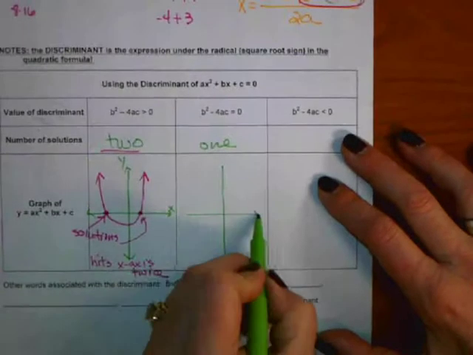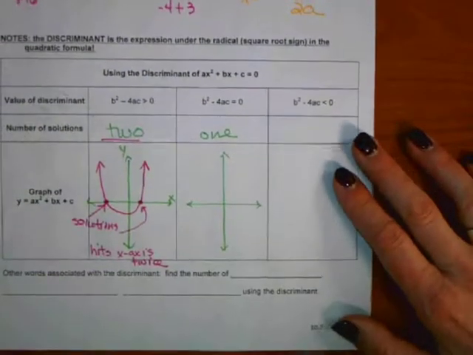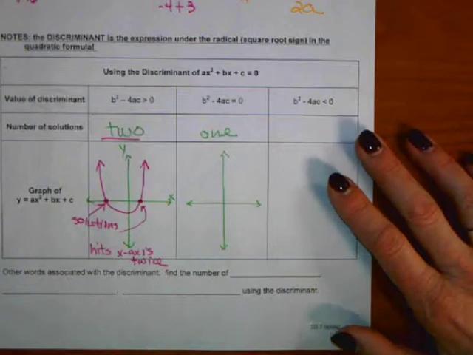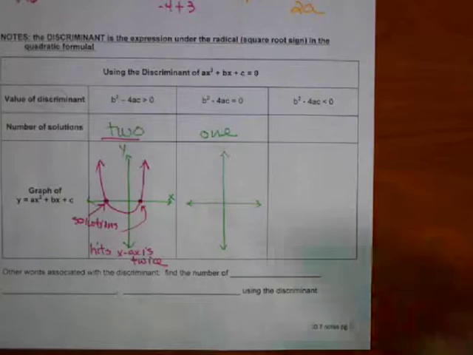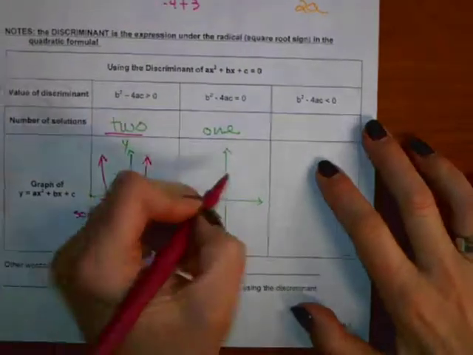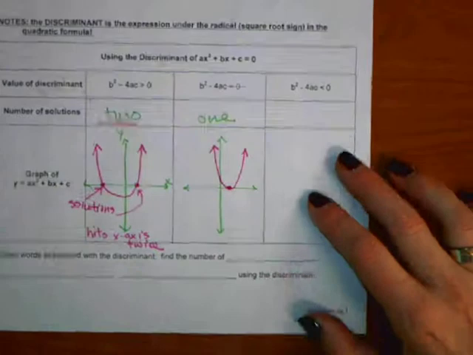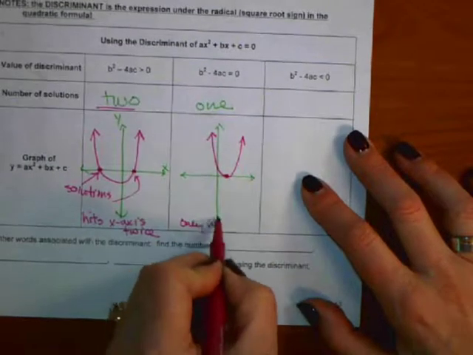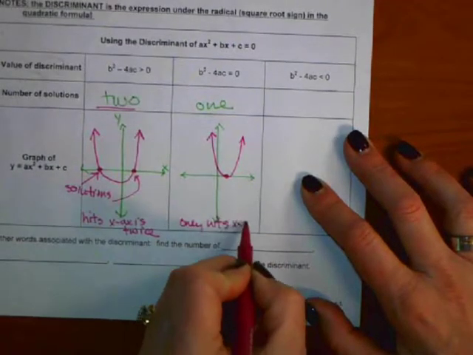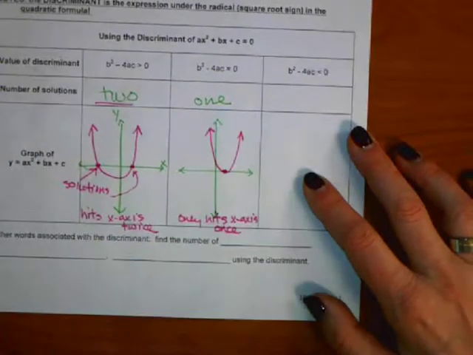If I draw my x and y axis, what do you think that parabola is going to look like on here? It's going to hit the x-axis what? In the middle, or only once, only 1 spot. It could be anywhere on the x-axis. It could be right here. Okay? It only hits the x-axis once. There's 1 solution.